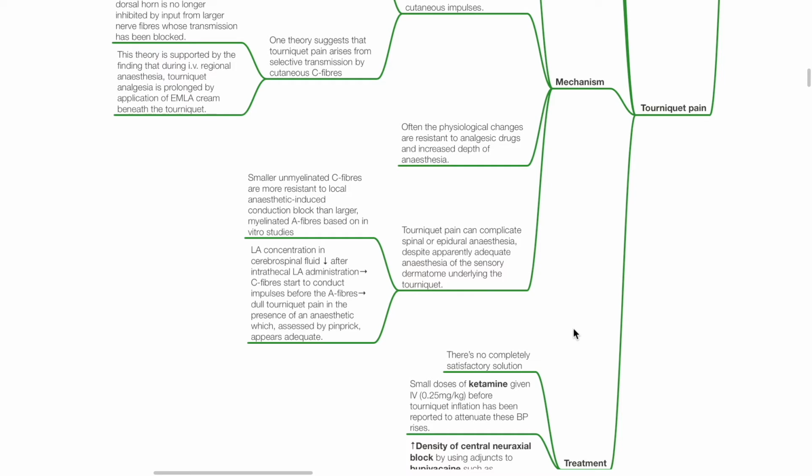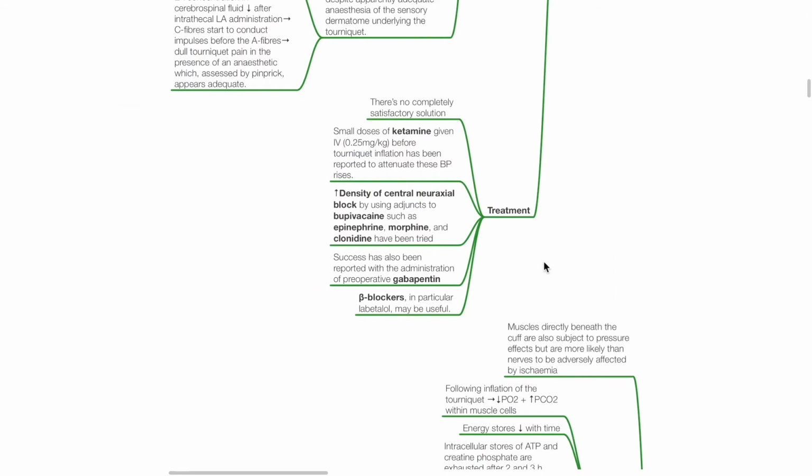LA concentration in cerebrospinal fluid decreases after intrathecal LA administration, and C fibers start to conduct impulses before the A fibers, and this results in dull tourniquet pain in the presence of an anesthetic, which when assessed by pinprick appears adequate. Potential treatments include small doses of ketamine, 0.25 mg per kg IV, before tourniquet inflation, increasing the density of central neuraxial blockade using adjuncts such as adrenaline, morphine or clonidine, preoperative gabapentin, and beta blockers.